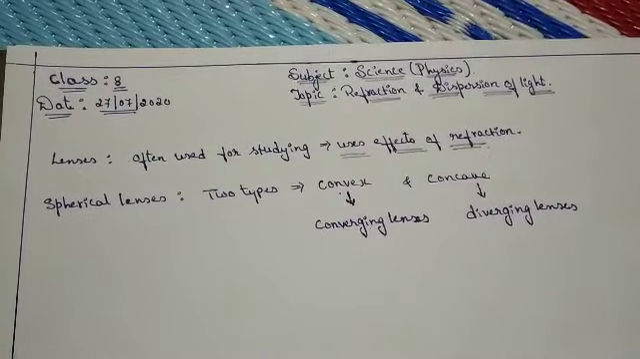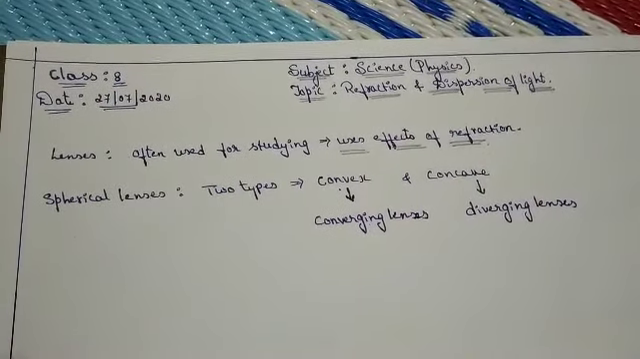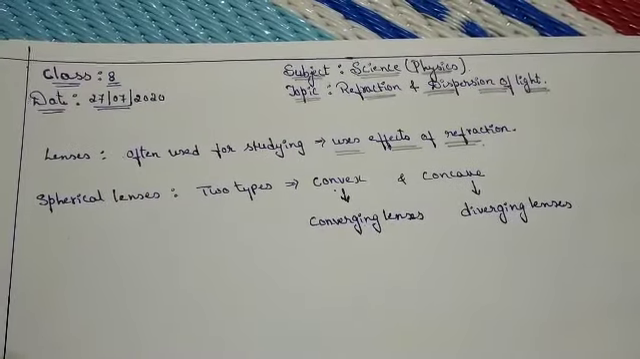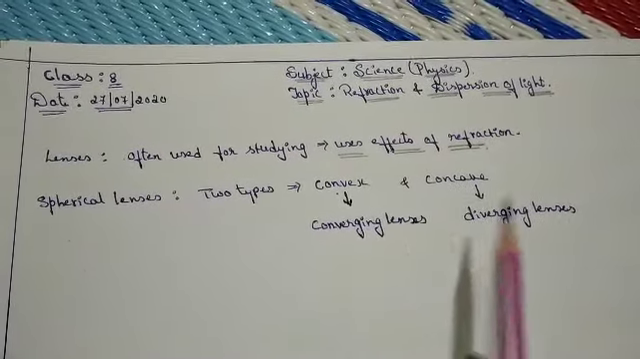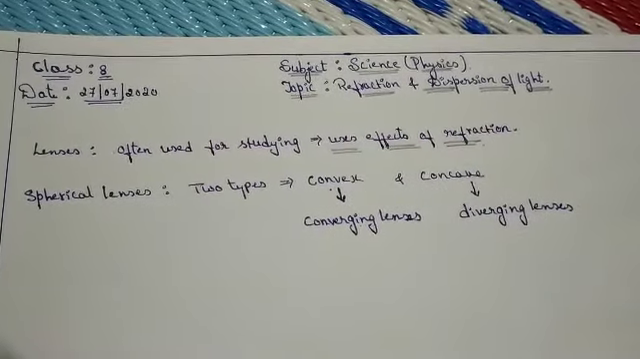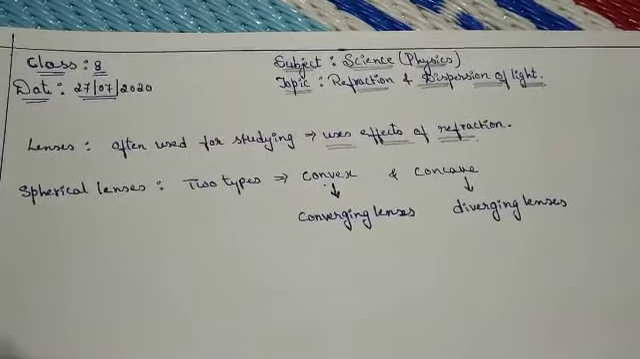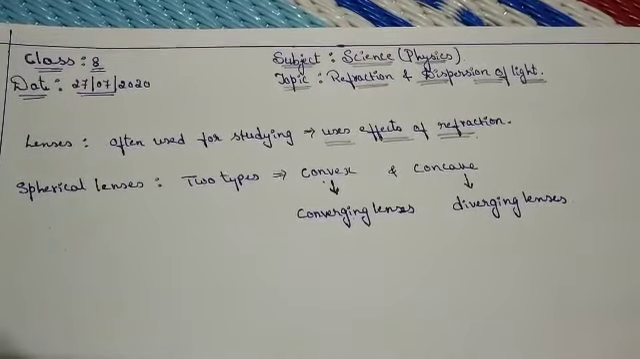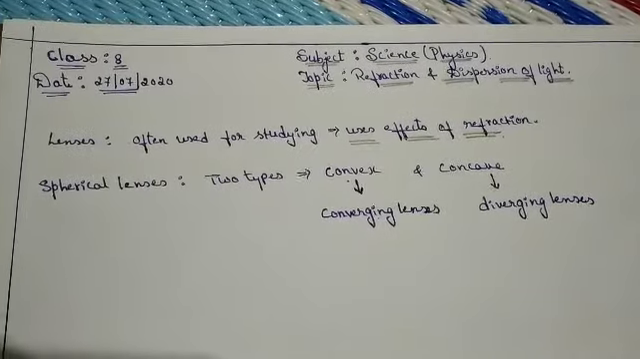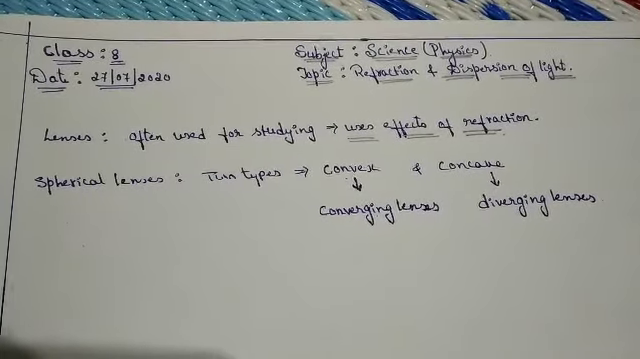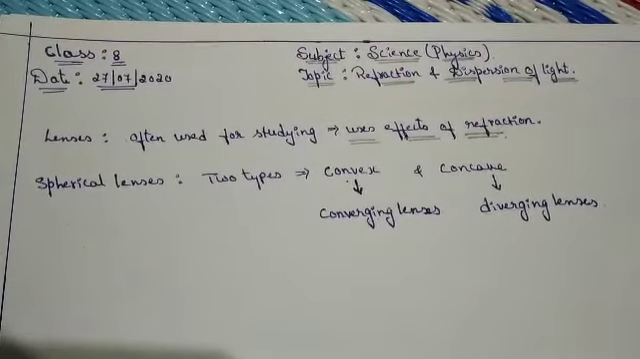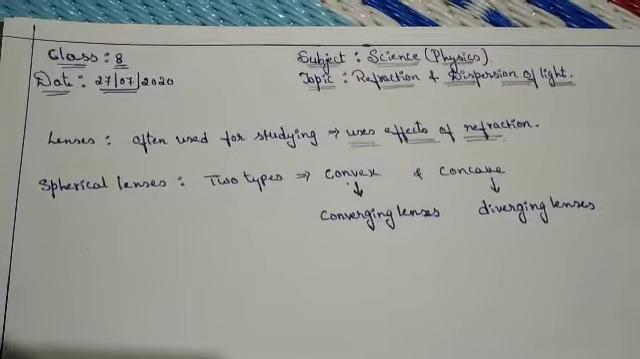In the previous class, we learned regarding the lenses and the types of lenses. Convex lens, which is also known as converging lens. Concave lens, which is called diverging lens. Two types of lenses we have learned, and also some of the definitions of the terms related to lens: that is center of curvature, radius of curvature, principal axis, optic center. That all we have learned in the previous class.